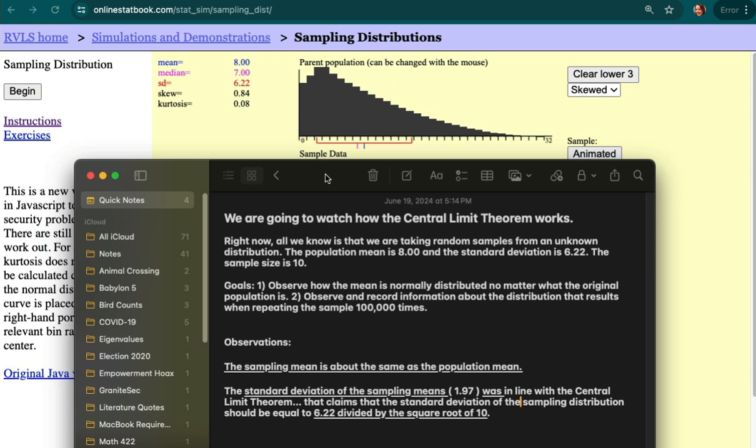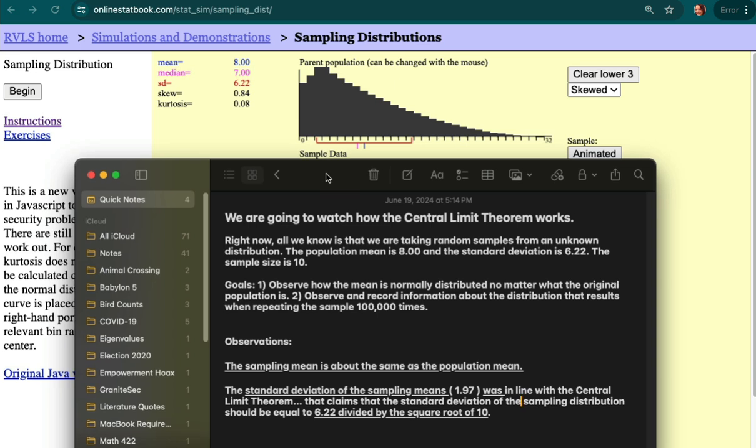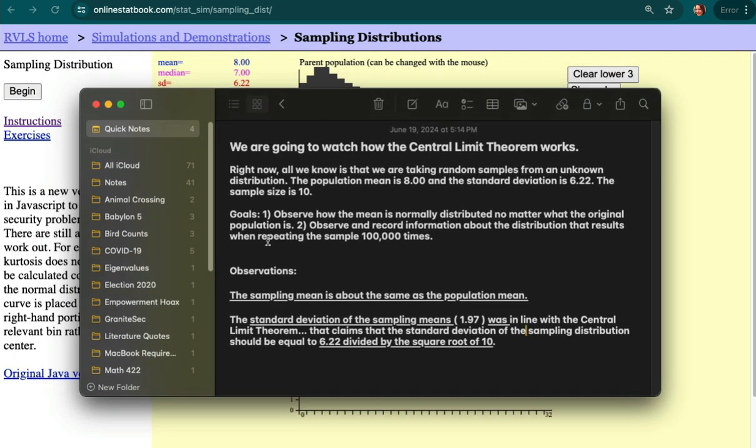Okay. And so our population data is given to us here. And then we're going to be taking samples of size 10 from that population. So we're starting with a population and we're taking samples of size 10. And our two goals are, we're going to observe how the sample mean, not the population mean, but the sample mean is going to be normally distributed. And then we're going to also observe and record information about the distribution of the sample means. So we're going to take a bunch of sample means and look at that distribution.